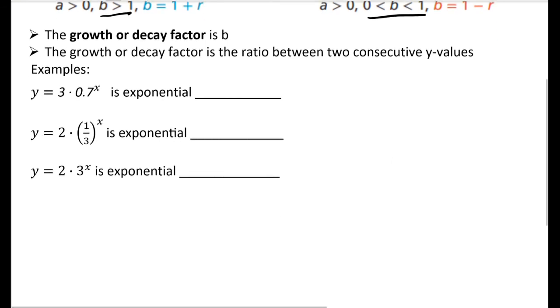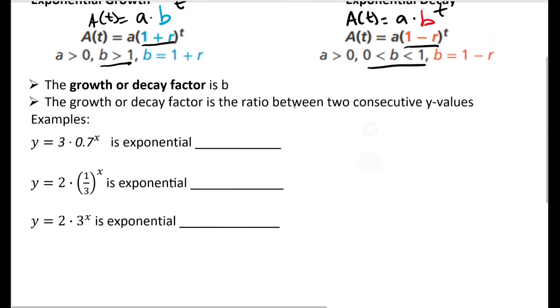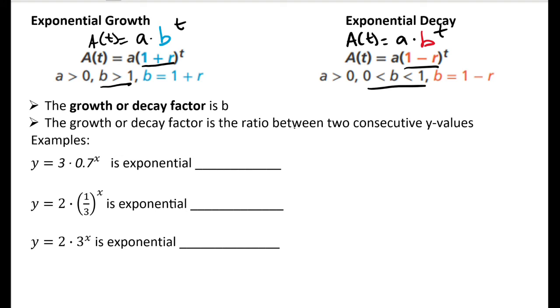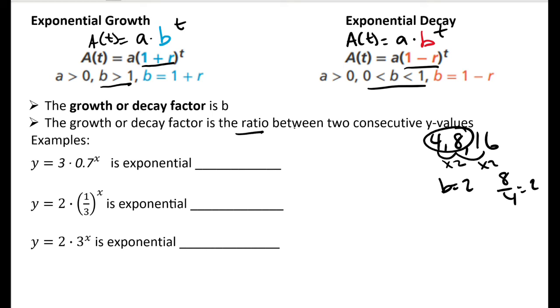All right. Now the growth factor is the ratio between two consecutive y values. What that means is, for example, if we have a set of data with 4 and 8 and 16, we know that this is multiplying by 2. Since it's multiplying by 2, my growth factor is 2 in this case. So b is 2. That's what it's saying, that the b is the ratio between consecutive y values. So basically 8 divided by 4, which is 2.